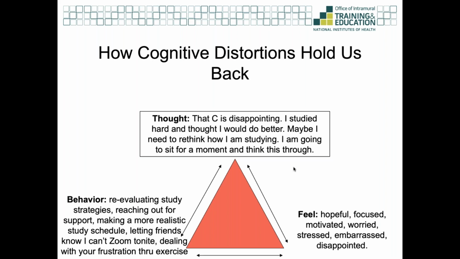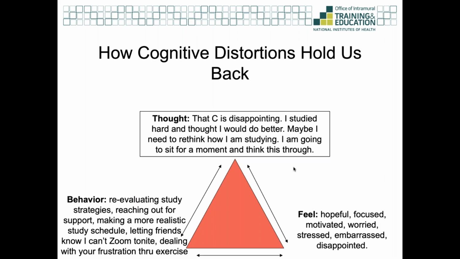And you know what? We can still be worried, stressed, embarrassed, and disappointed. But suddenly we have a way through this, right? We're going to put our problem-solving skills to work through this. So yeah, there might still be some negative feelings there, but there's also some positive feelings. And that can lead to changes in behavior. Like maybe we reevaluate our study strategy. Maybe we reach out for support. Maybe we look at our study schedule and say it was completely unrealistic.